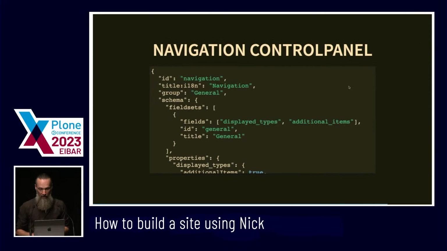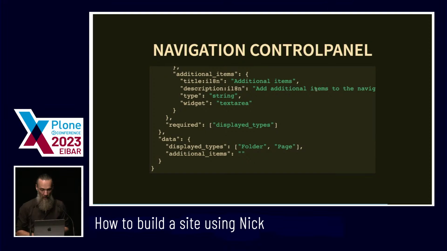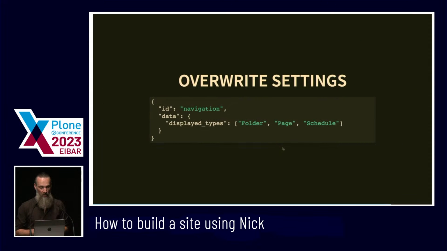When we have a look at the navigation panel control panel, which is there by default, it looks like this. It has a lot of settings for which items should be displayed, and the displayed items by default are just folder and page. If I want to override it in my own project, I just create a navigation.json control panel, specify the ID, and only change the values which I want to change. In this case, I want to change the display types and add my schedule to it, so my schedule will also show up in the navigation.